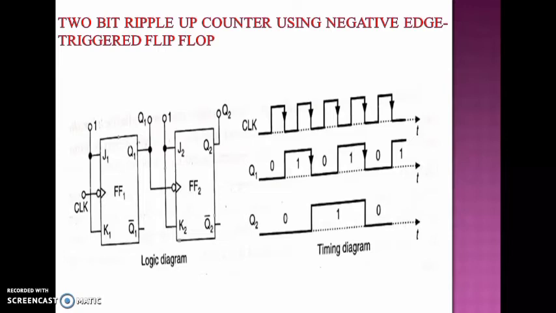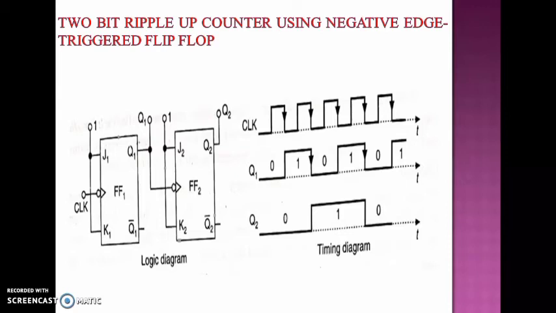At the third clock pulse, flip-flop 1 toggles. So Q1 changes from 0 to 1. This becomes a positive going signal applied to flip-flop 2 clock. Flip-flop 2 is not activated. Therefore, Q1 equal to 1 and Q2 equal to 1. That means 1, 1.